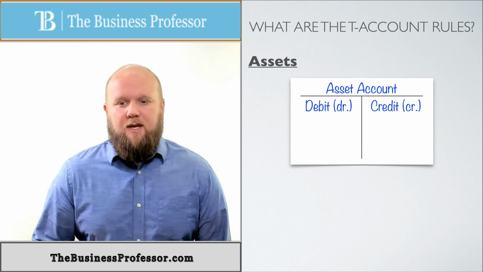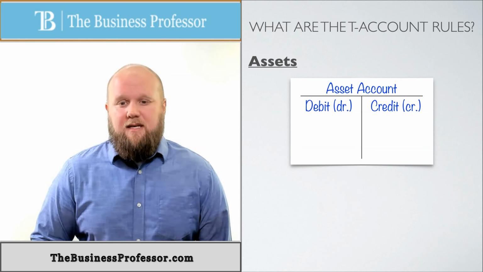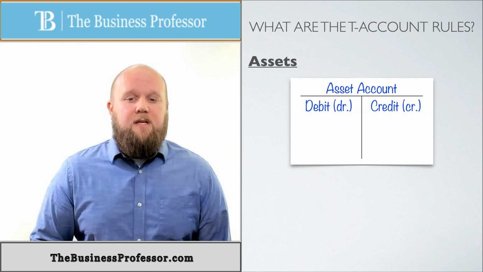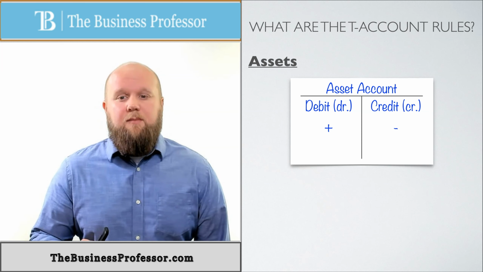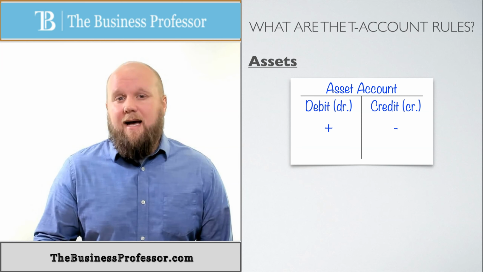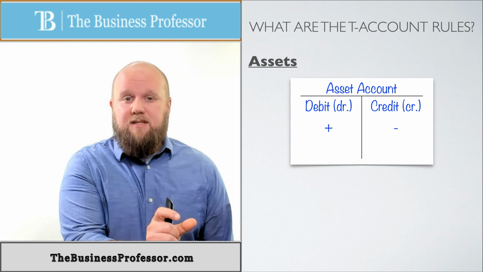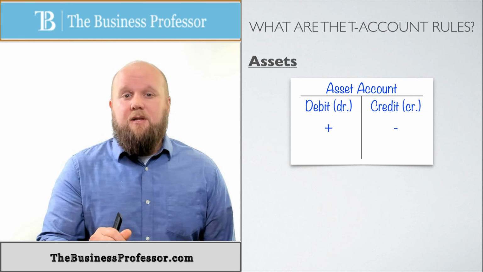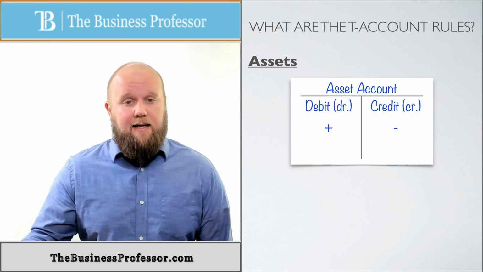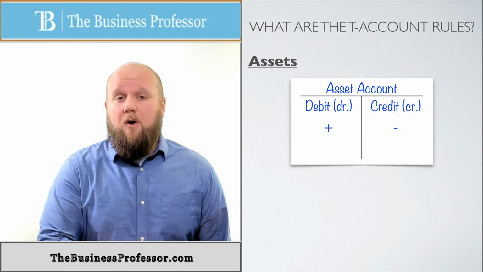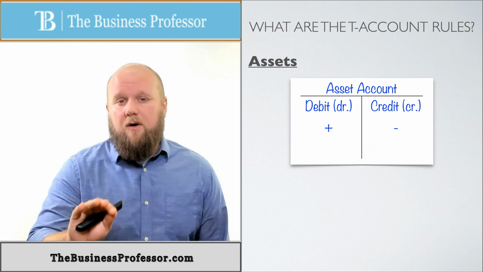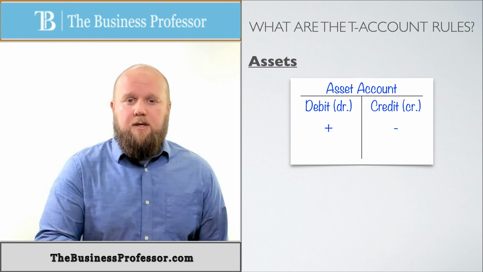Let's start with assets. Here's an example of our asset account T-table. Again, debits on the left, credits on the right. But when you're dealing with assets, the debit means plus and the credit means minus. So anytime your cash goes up, you're going to put that amount on the debit side because it's on the plus side. Anytime you pay out cash or your cash goes down, you're going to put that on the credit side because the credit is negative. That's for all asset accounts, whether it's cash, accounts receivable, inventory, supplies, whatever. They all follow that same rule: debit plus, credit minus.